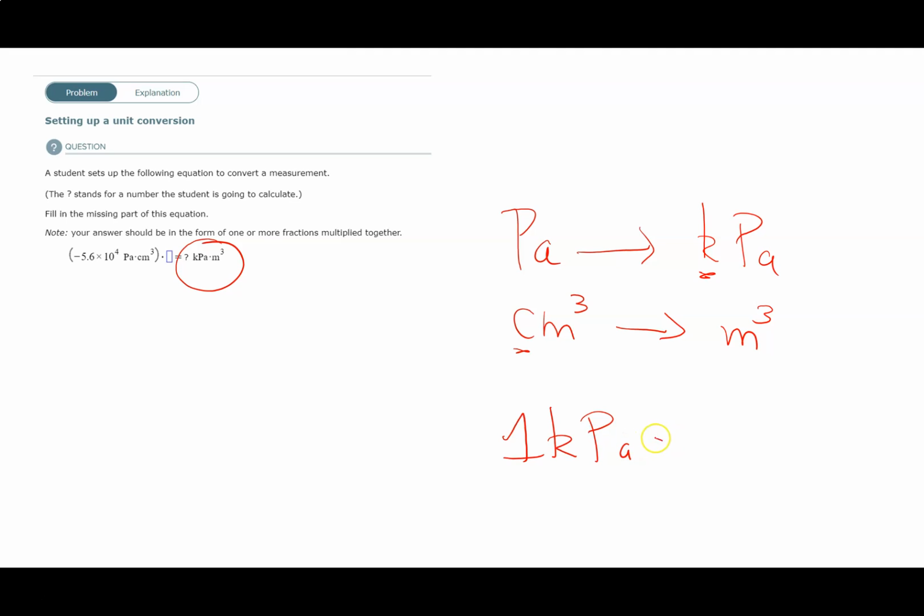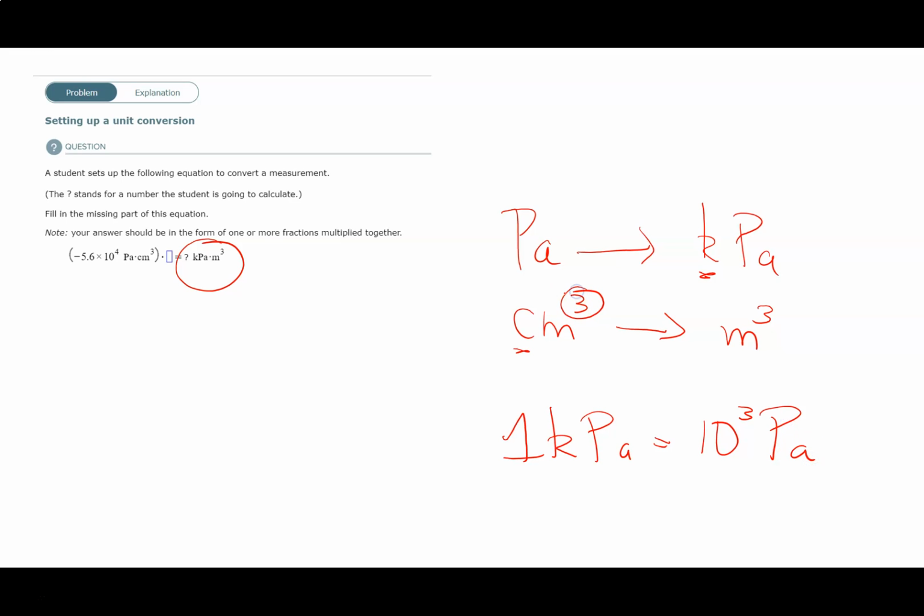So let's have a look at what changes and what doesn't change here. So pascals are units of pressure, and they're going to become kilopascals. And then we've got centimeters cubed, and they're going to become meters cubed. So this is all about decimal prefixes, right? So to go from pascals to kilopascals, I'm going to need some information about that. And so I know that 1 kilopascal is the same as 10 to the 3 pascals.